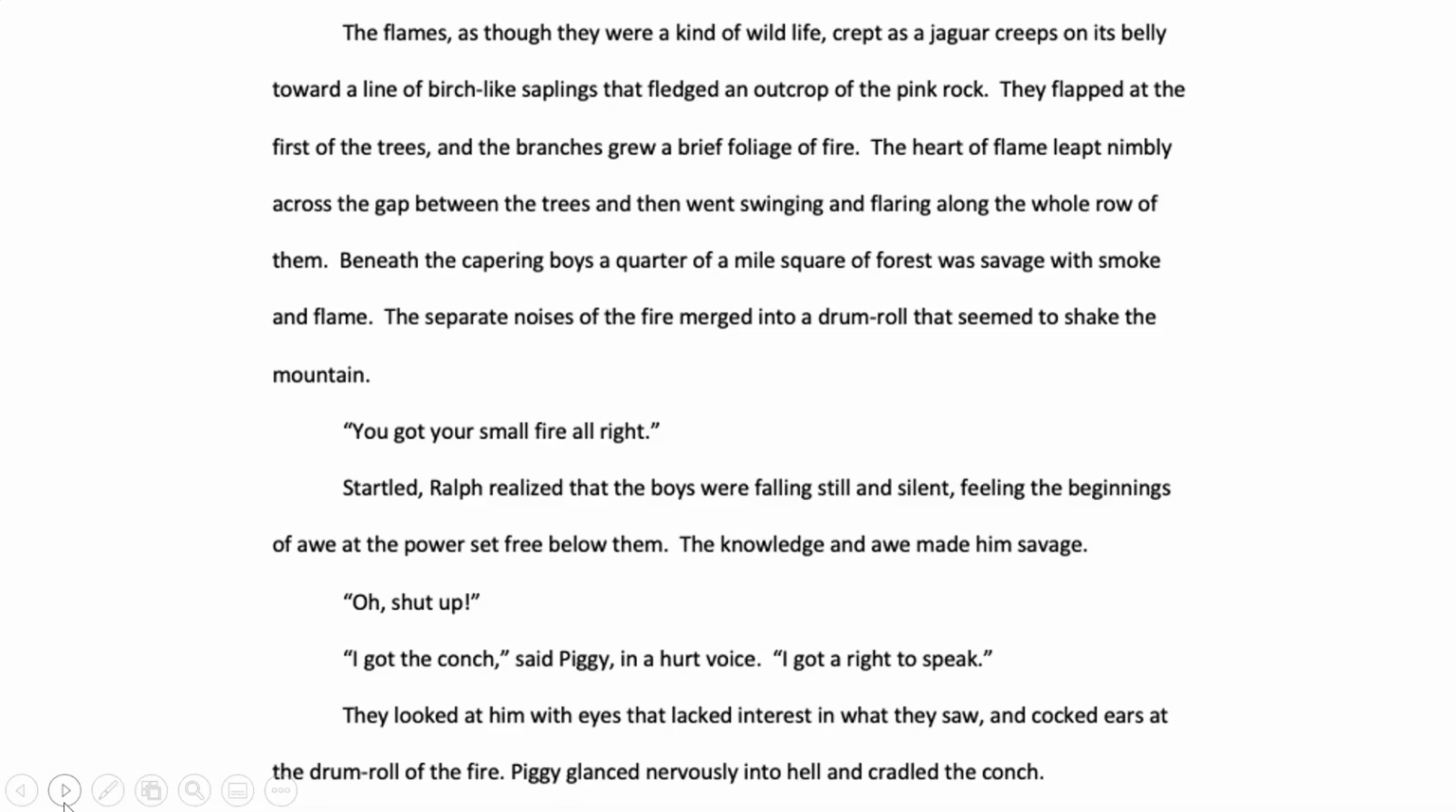"You got your small fire all right." Startled, Ralph realized that the boys were falling still and silent, feeling the beginnings of awe at the power set free below them. The knowledge and awe made him savage. "Oh, shut up! I got the conch," said Piggy in a hurt voice. "I got a right to speak." They looked at him with eyes that lacked interest in what they saw and cocked ears at the drummel of the fire. Piggy glanced nervously into hell and cradled a conch.